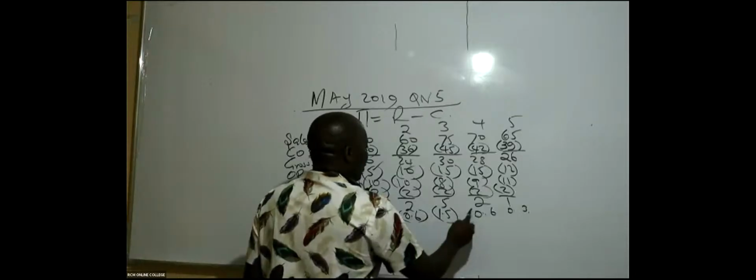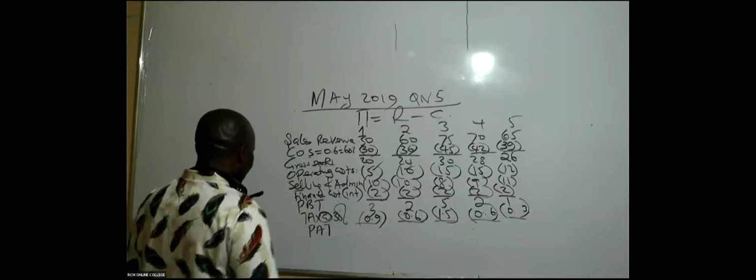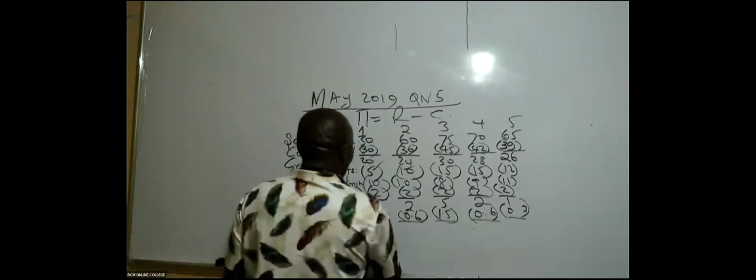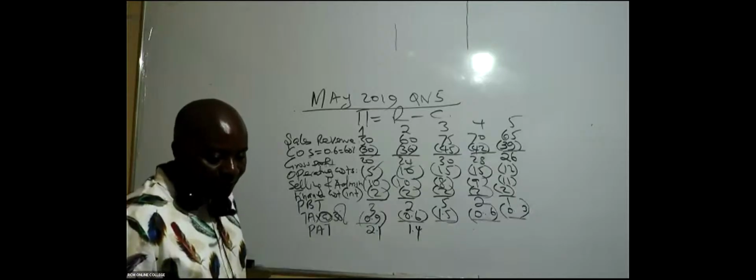So in this case here, come and deduct the tax to give me the profit after tax. The first one will be 2.1. Thank you very much. 1.4. 3.5. Thank you very much. This must be 1.4 as well. 1.4. And then lastly, we have 0.7.